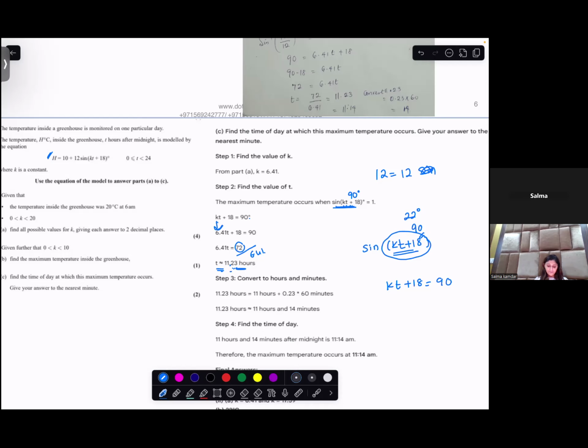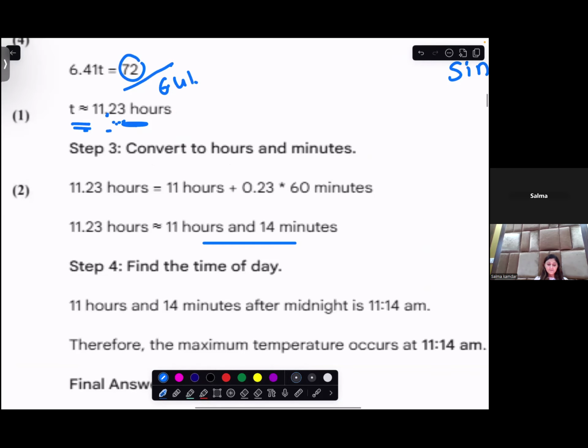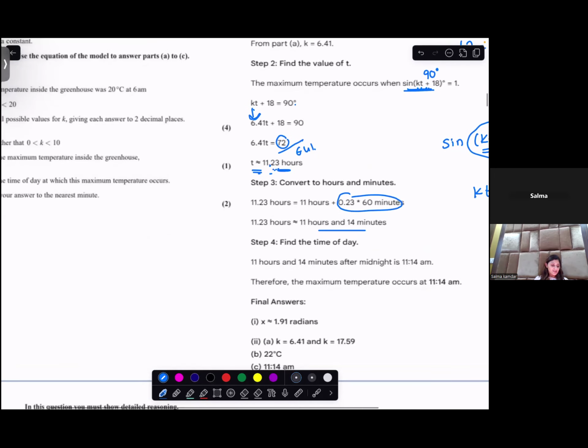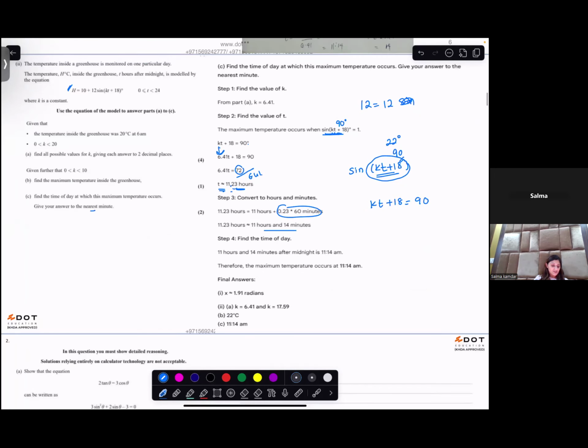So you get 11.23 hours, which is equivalent to 11 hours, 14 minutes. You're multiplying this 0.23 by 60. The reason why you're doing this is because they have asked you to find the answer in minutes. So the time of the day when the maximum temperature occurs is 11 hours and 14 minutes.